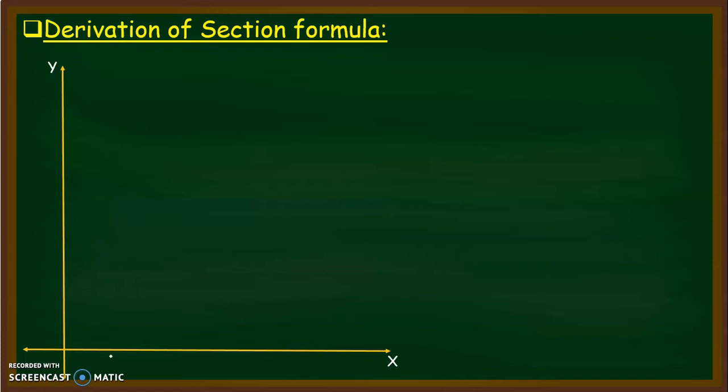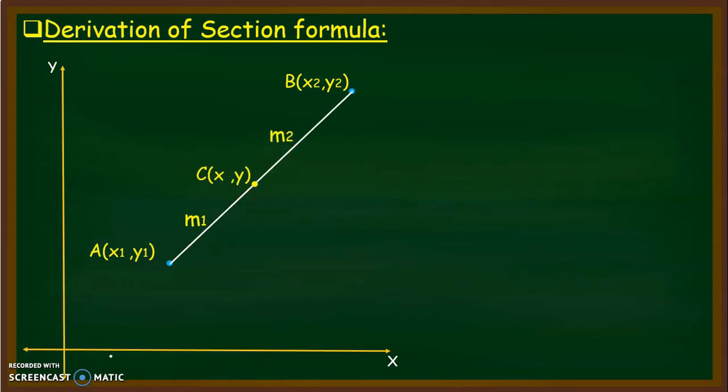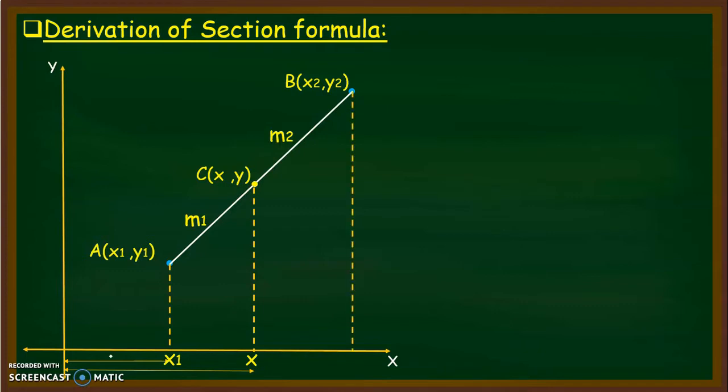Here we have the x coordinate and y coordinate, and the line AB is divided by point C in the ratio of m1 is to m2. If you want to find out the value of x and y, we can use this section formula. First of all, let's derive the formula. Here this point A is at the distance of x1 from the x-axis, the point C is at the distance of x from the x-axis, and point B is at the distance of x2 from the x-axis.